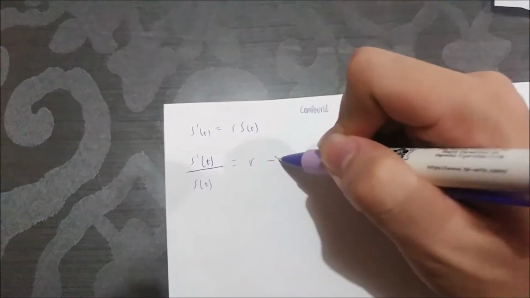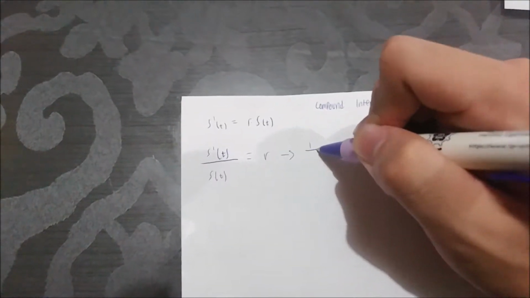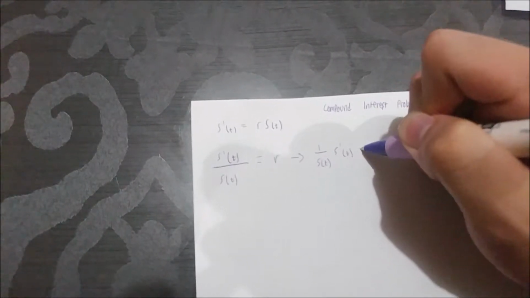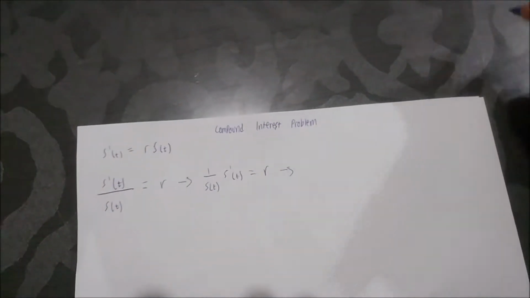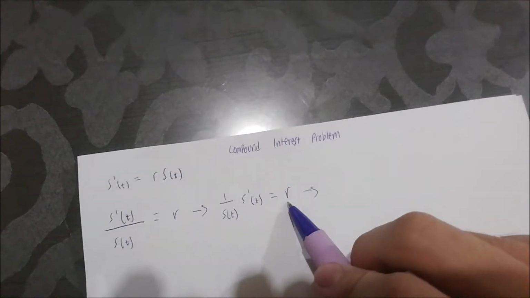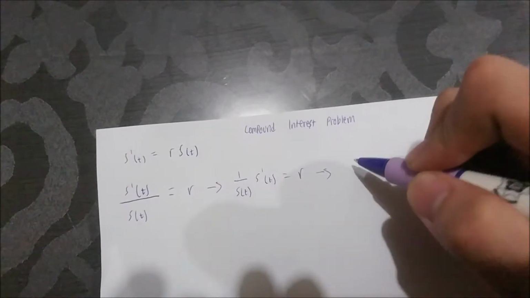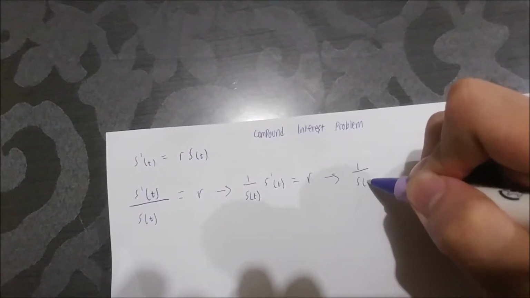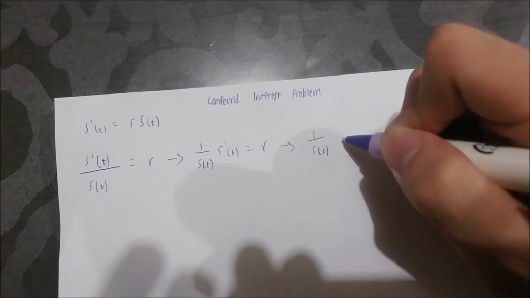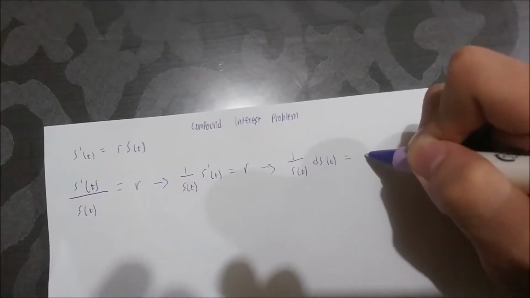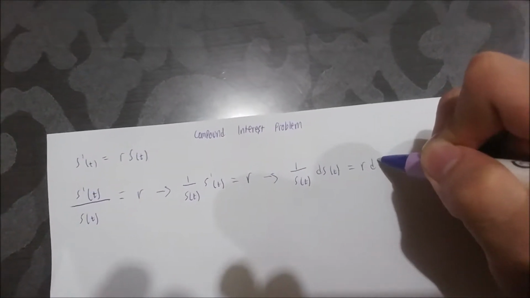And then also we can rewrite this equation as 1 over s of t times the s prime of t is equivalent to r. Alright, so next we would like to differentiate them, the left side with respect to s and the right side with respect to t. So once we differentiate it, we can write it as 1 over s of t ds of t is equivalent to r dt.